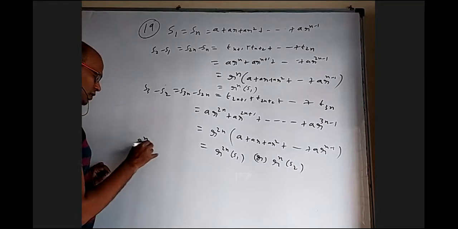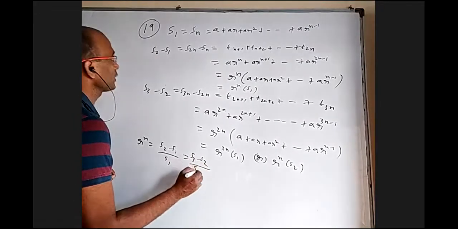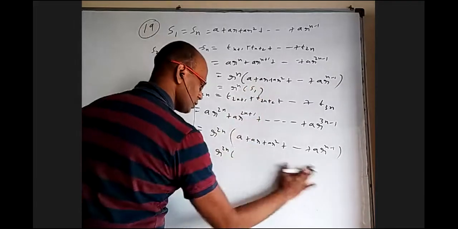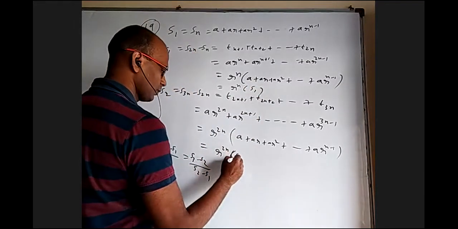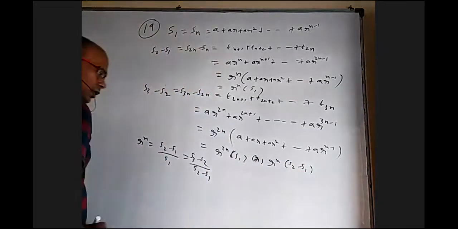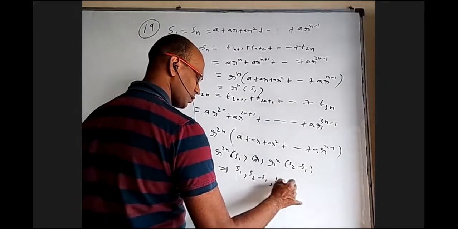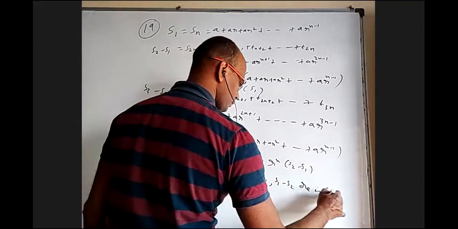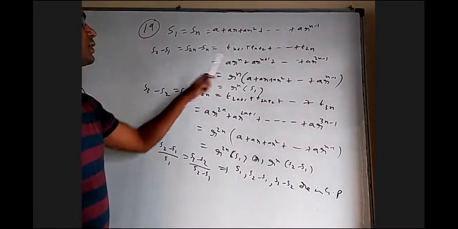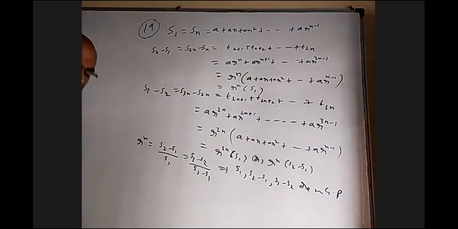Okay. So r power n is S2 minus S1 by S1, which is the same as S3 minus S2 by S2 minus S1. This is S1, correct? But this one is r power 2n into S1, or r power n into S2 minus S1. Okay, which implies S1, S2 minus S1, S3 minus S2 are in GP. So I don't have to use the sum of n terms formula. I don't have to find Sn, S2n and simplify. If you do it that way the answer will also come, but this is easier.